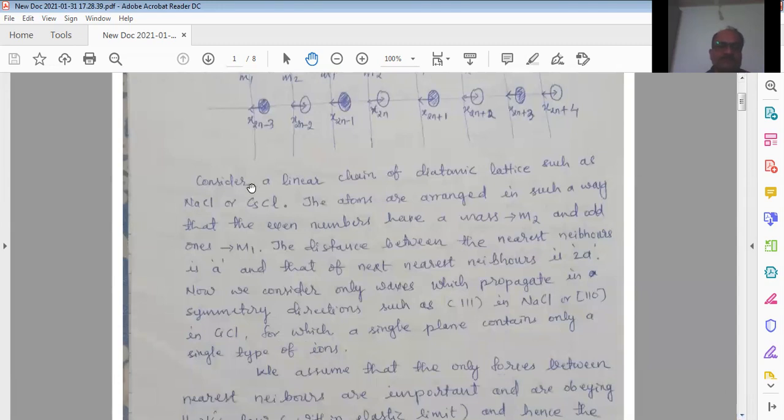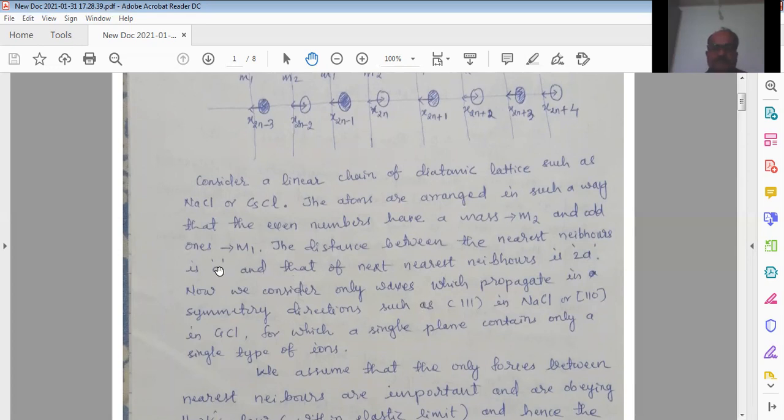So I'm considering a linear chain of diatomic lattice, such as the lattice of sodium chloride or cesium chloride. The atoms are arranged in such a way that the even numbers have a mass m2, and odd numbers have the mass m1. The distance between the nearest neighbors is a, and that of the next neighbors is 2a, because they are equally spaced.